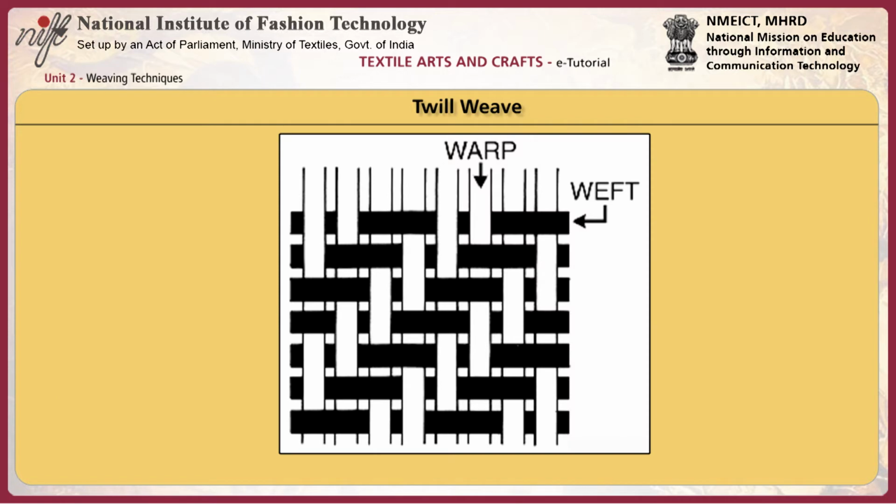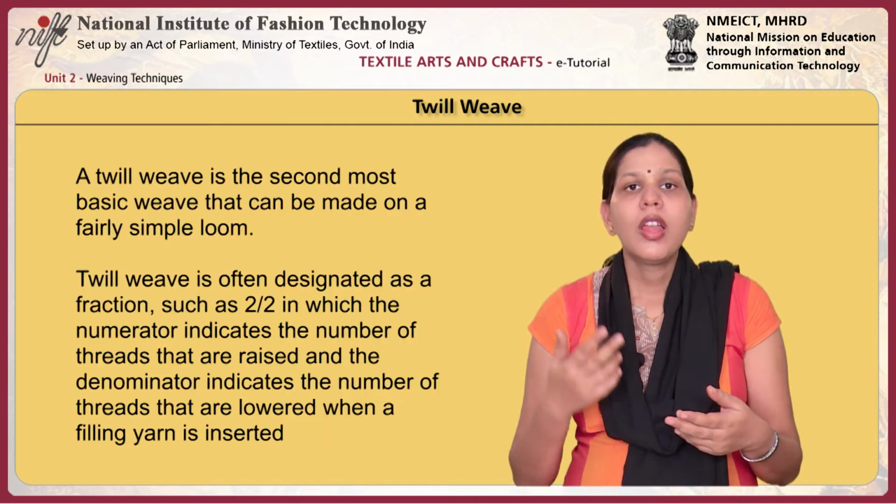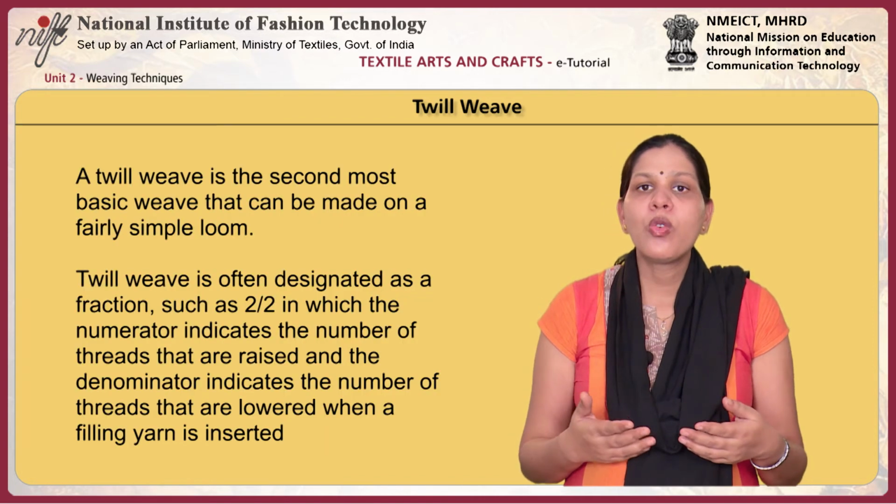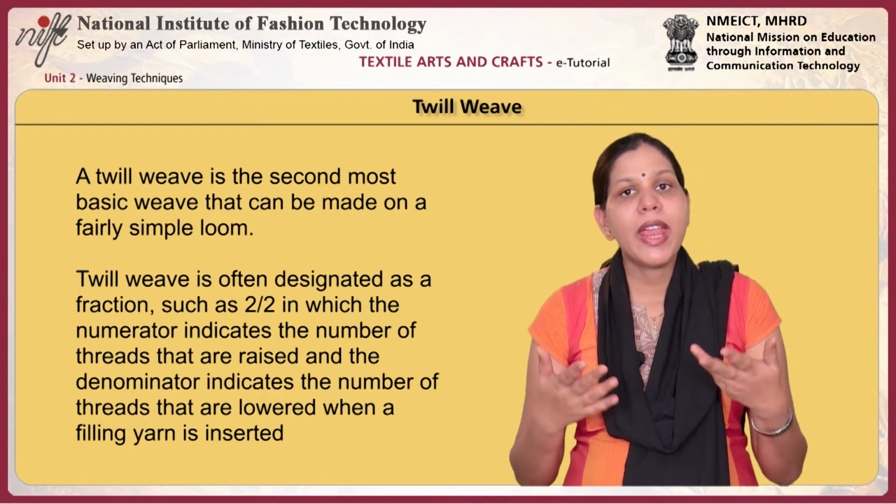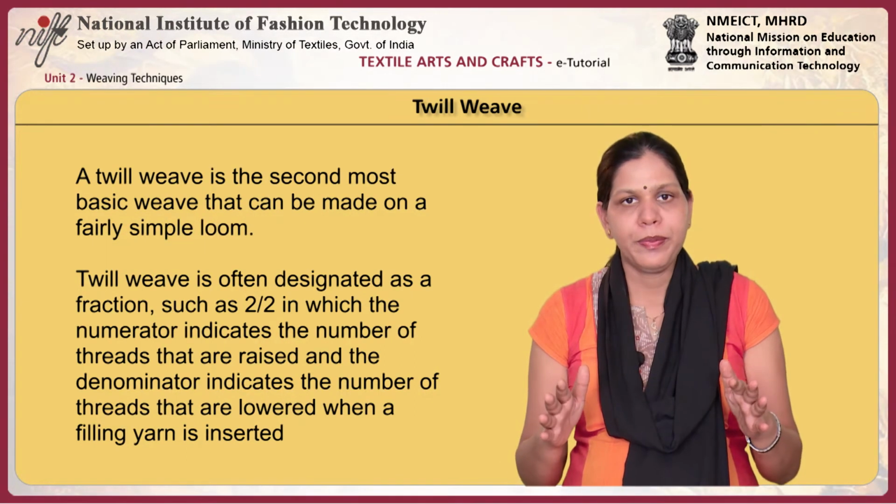Twill weave can be identified by its diagonal lines. This is 2x2 twill with two warp threads crossing every two weft threads. A twill weave is the second most basic weave that can be made on a fairly simple loom.